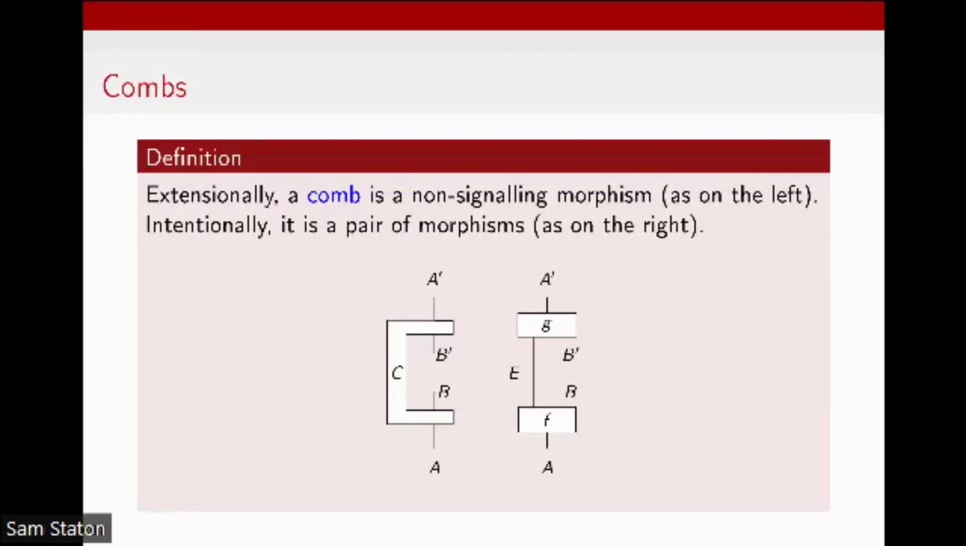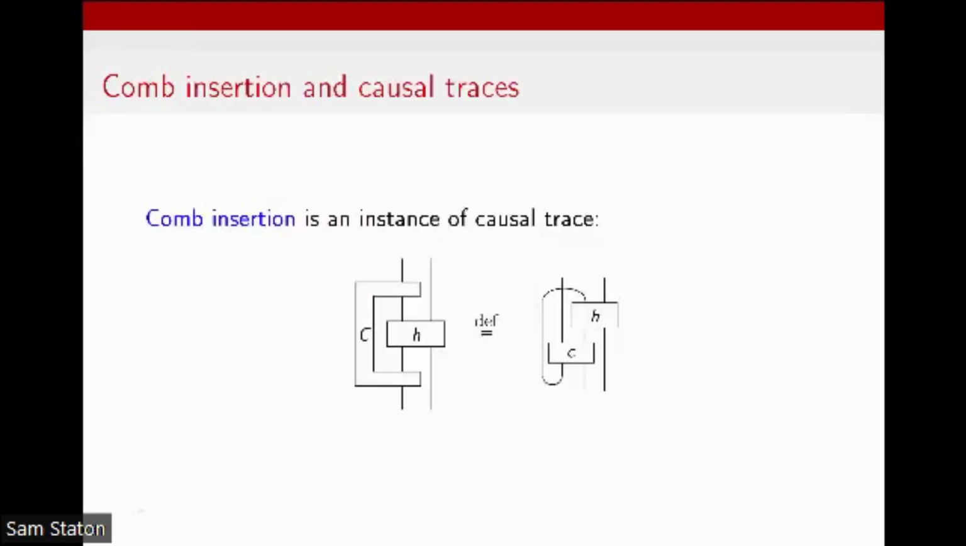And how do I do this? It's called Coombe insertion. And this is actually an instance of a causal trace. So if you see that I told you that this is a non-signaling morphism, so to compute this output, I don't need this input. So if I draw C a bit more normally, you would see this kind of structure. And this is exactly a causal trace. So Coombe insertion, if I have causal traces, is really an instance of this.